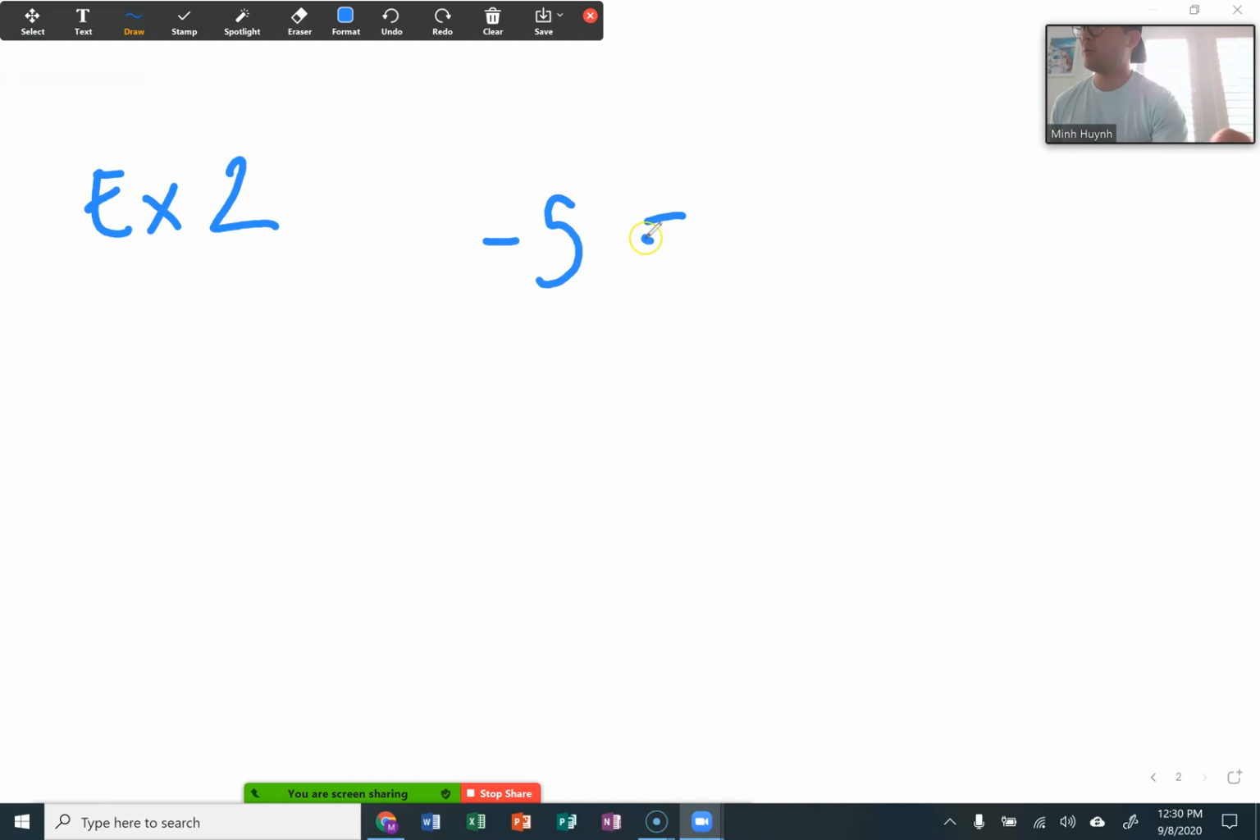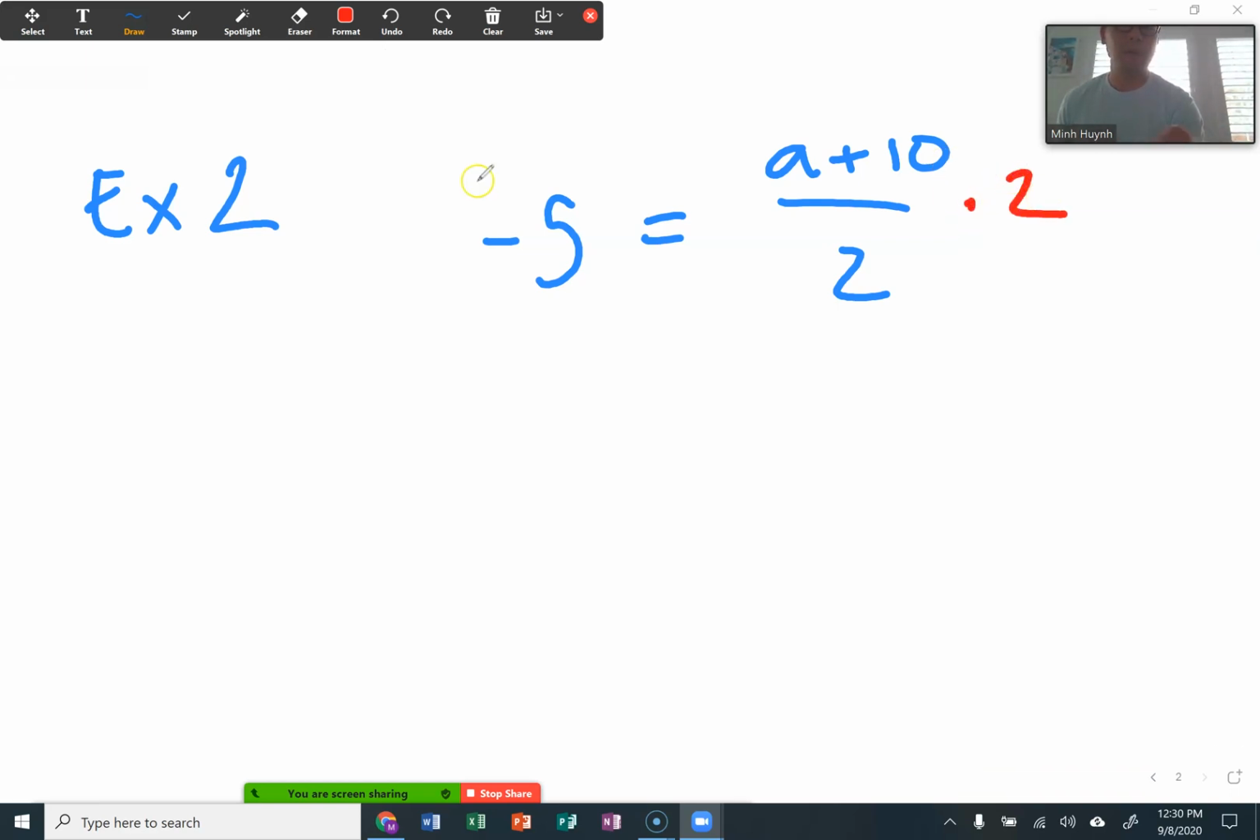-5 is equivalent to a plus 10 over 2. Now, to get rid of the fraction, we're going to do the same thing. Focus on our denominator. There's only one denominator, which is 2. We're going to multiply by 2, then multiply by 2. And then I'm going to cross these off. On the left side, that's going to be -10. And once you cross off, you don't need to deal with that 2 anymore.